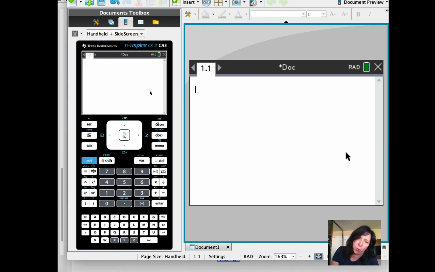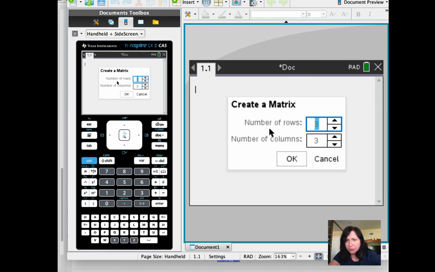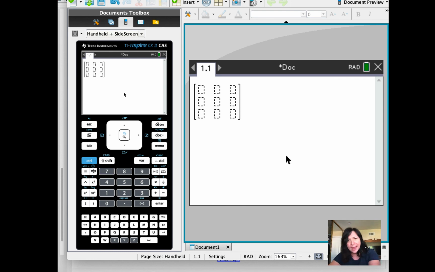Now, what I want you to do first is find this little button down here in the right-hand side middle, and it looks like a little box. You can see all these fun things that you can do. Fractions, oh, there it is. And the matrices too. So let's just click on this 3 by 3 for fun. Now, this is a 3 by 3. I'm going to click OK, and what I have is a matrix.